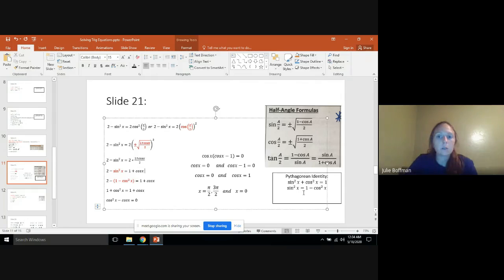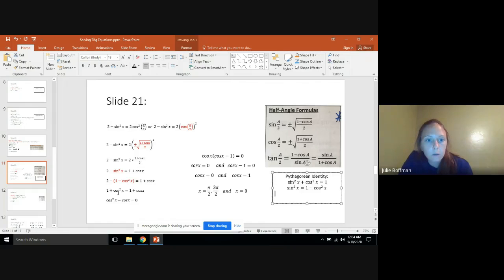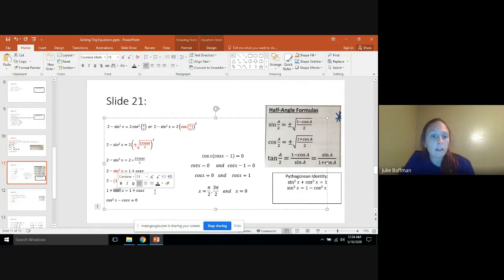If you move the cosine squared over, which I put in this box over here. I did that in red because I want to make sure that you put it in parentheses and distribute that minus sign. So it becomes 2 minus 1, which is 1, and then minus negative becomes plus cosine squared equals 1 plus cosine. Then if you notice, we have a squared cosine and we have a not squared cosine, so we're going to have to factor.